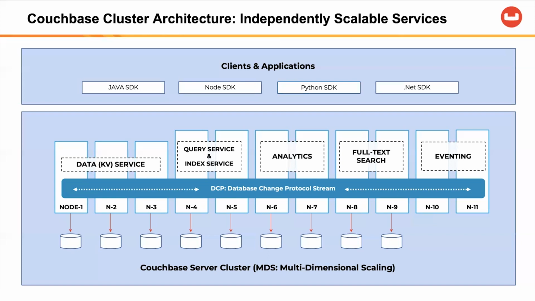Why is that? Because if you look at the data service, it uses the memory and disk a lot. And if you look at the query service and index service, the index service uses disk, but the query service is more about CPU. It's more about being able to aggregate, query, and slice and dice and all of that. And if you look at analytics, it's actually creating a shadow copy of the data that's available in the data service. And full text search and eventing have their own flavors.